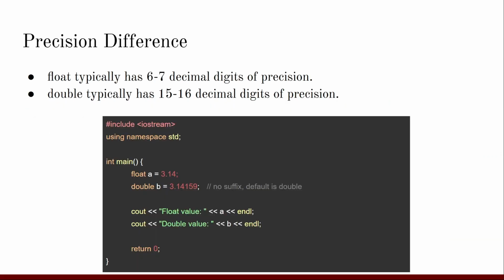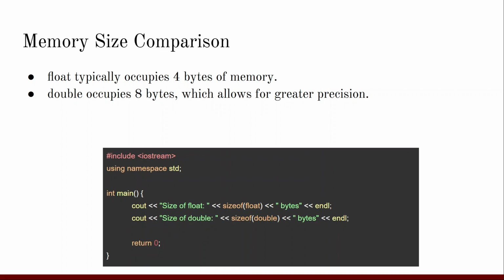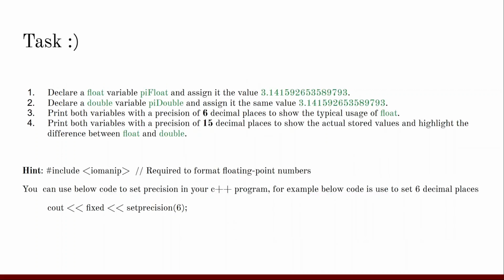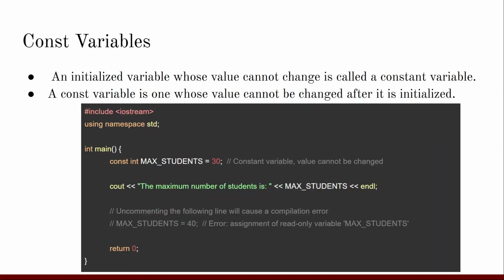We look at this task: float, precision differences, memory size. Float takes 4 bytes, double takes 8, and this is what we have just discussed. And constant variables, very important in this concept, cannot be changed. Once you initialize them, variables whose value cannot change are called constant variables. And this is a constant variable.